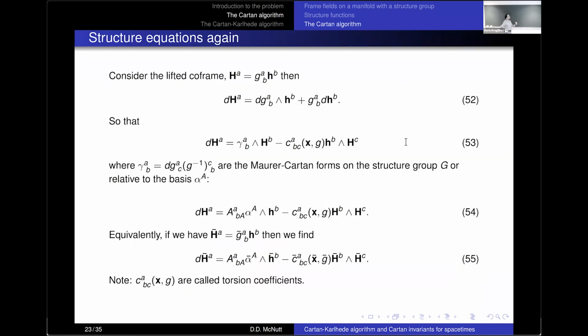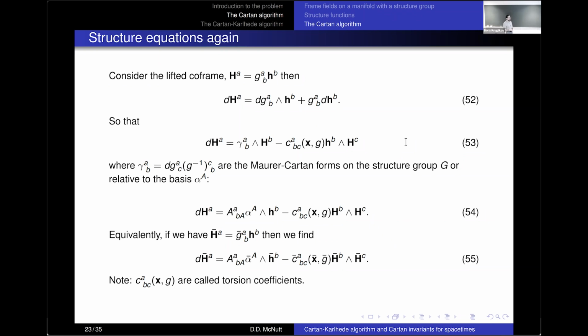So we're going to come back to the structure equations again, but now we're talking about the G equivalence problem, and we can consider a lifted coframe. So here I'm considering a coframe where I have an arbitrary group element applied to our H. We can do exterior differentiation. We just have Leibniz. And I can rewrite this with a gamma, which is a Maurer-Cartan form. I'm going to choose a basis for this. And the other part is the structure functions for H. Oh, I'm sorry, there's a typo in 53. That should be a capitalized H. And I can do this for H bar, capital H bar as well.